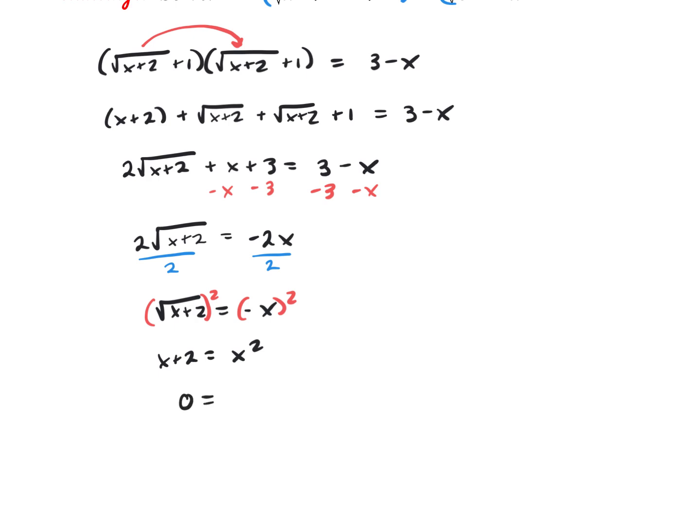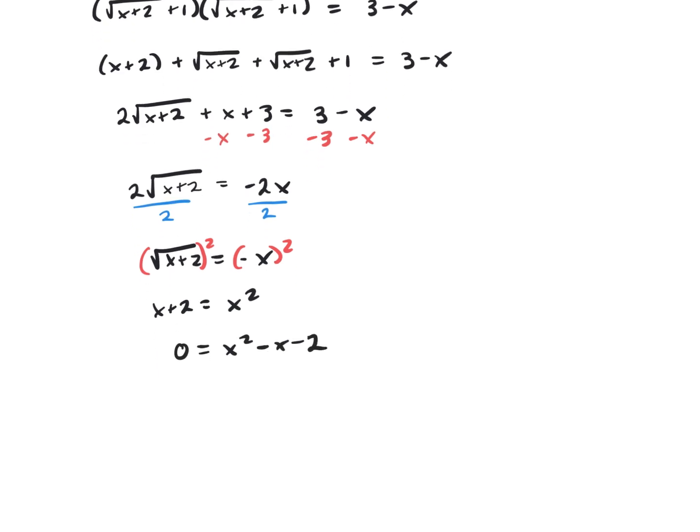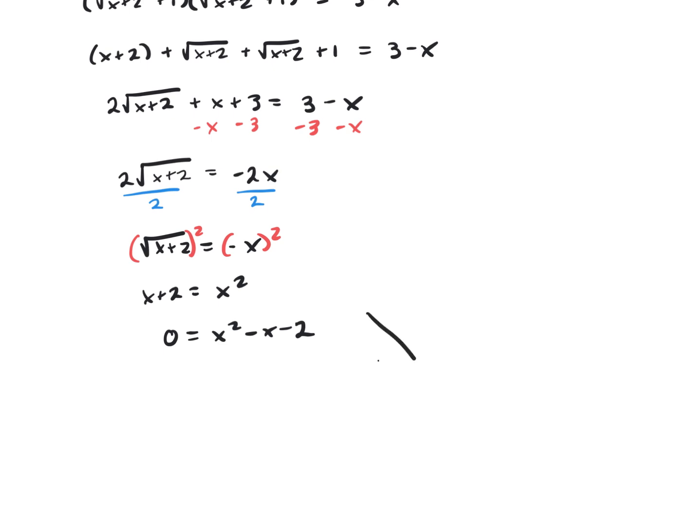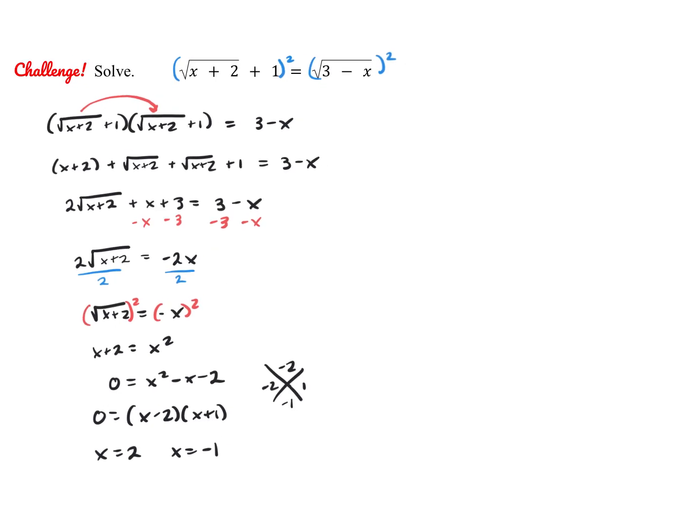So here we have another quadratic equation. So I'm going to set my equation equal to 0. And this one we can also factor. So it multiplies to get negative 2 and adds to make negative 1, negative 2 and 1. So we have x minus 2 times x plus 1. So we get two possible solutions, positive 2 and negative 1, which we need to check.